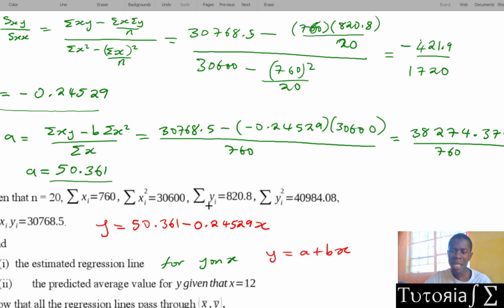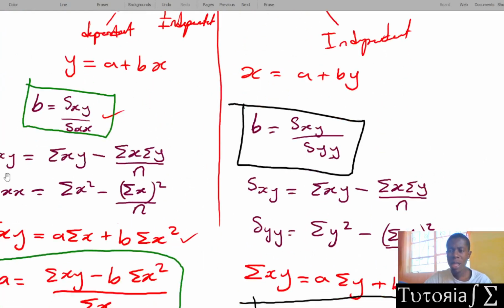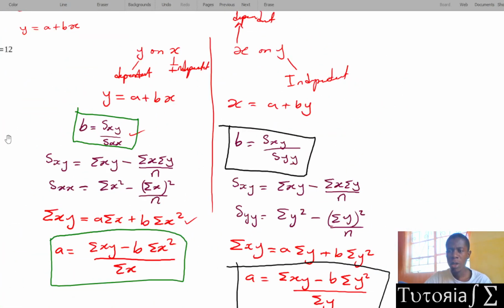If you are told to find the estimated line of regression for x on y, you use this information that is in this column that is here. All right, so that is what you use.